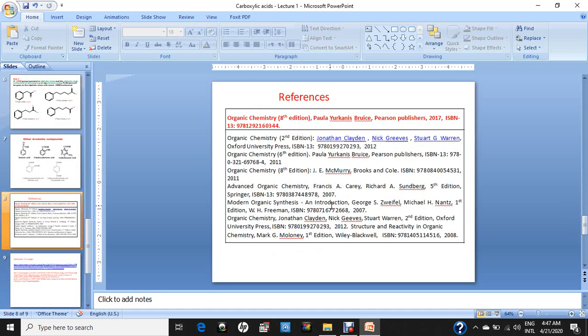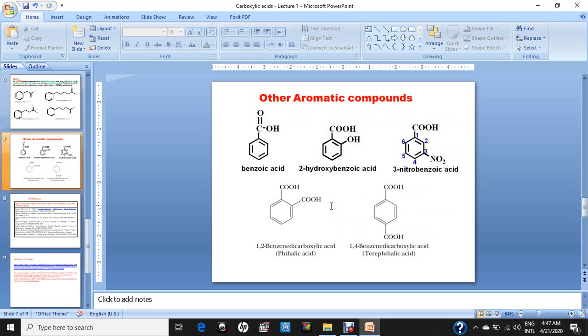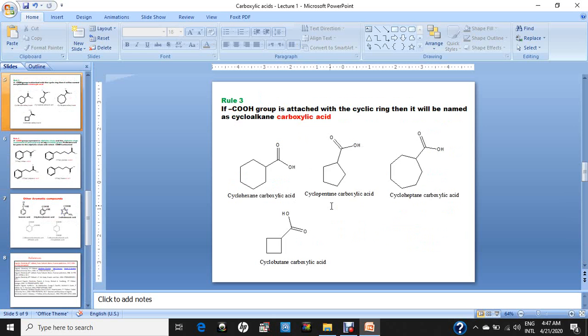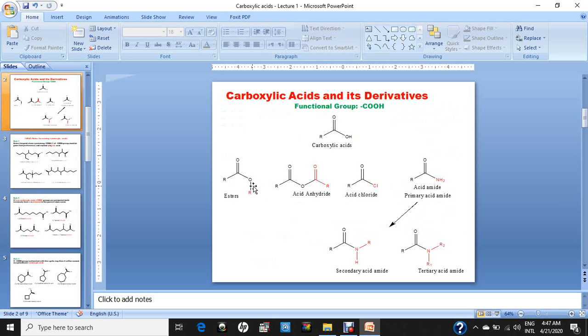Then we will go for the naming of other derivatives: esters, acid anhydride, acid chloride, acid amide. Then we will start the synthesis of all these, then the chemical reactions of all these derivatives.